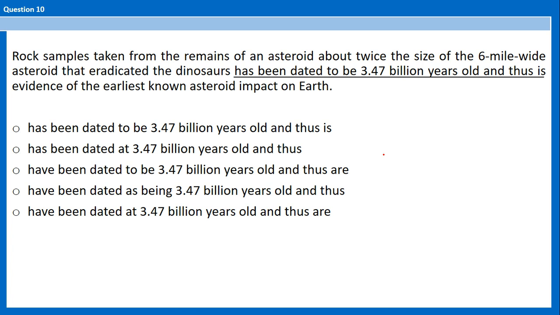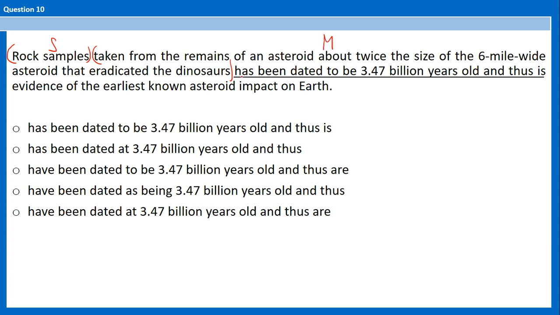Question number 10. Focus on the subject and the verb. Be careful with modifiers. You're starting with rock samples, that's my subject, taken from the remains of an asteroid about twice the size of the 6-mile-wide asteroid that eradicated dinosaurs. Oh, that's a long modifier.